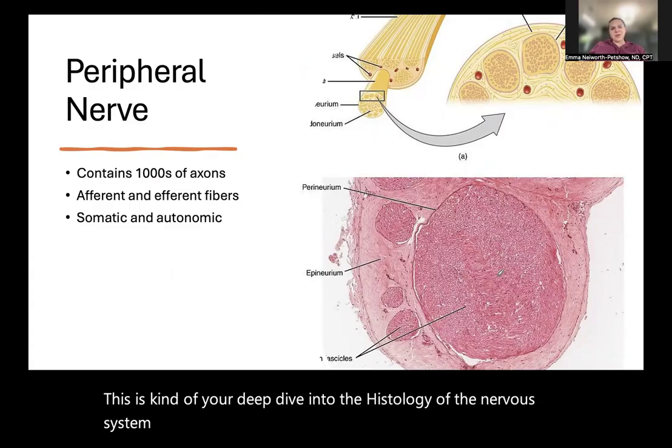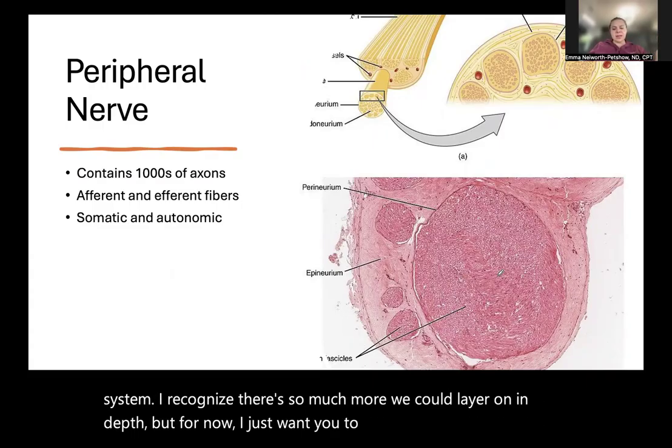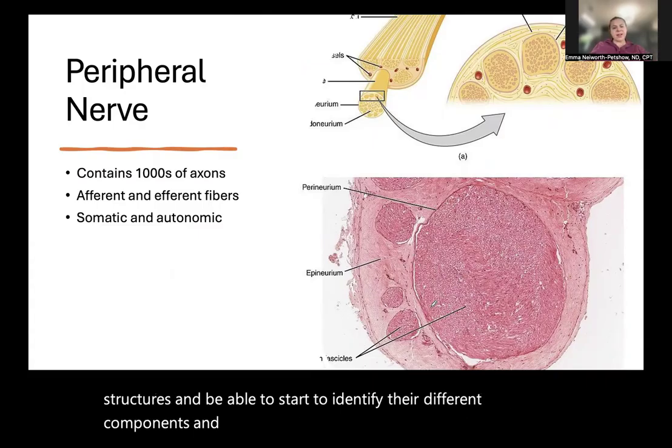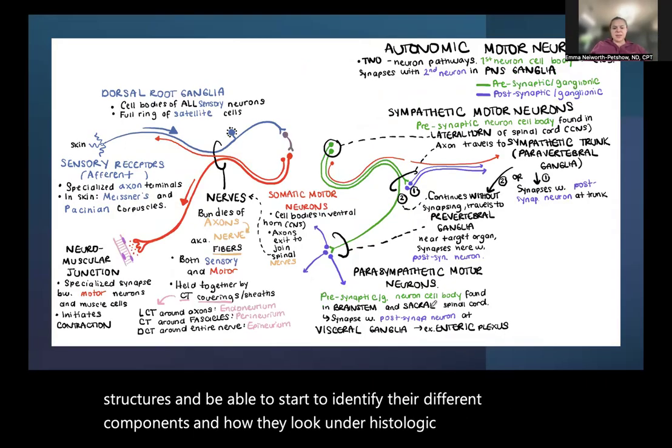I recognize there's so much more we could layer on in depth, but for now, I just want you to have recognition of these structures and be able to start to identify their different components and how they look under histologic stain. This is a review of our peripheral nervous system.